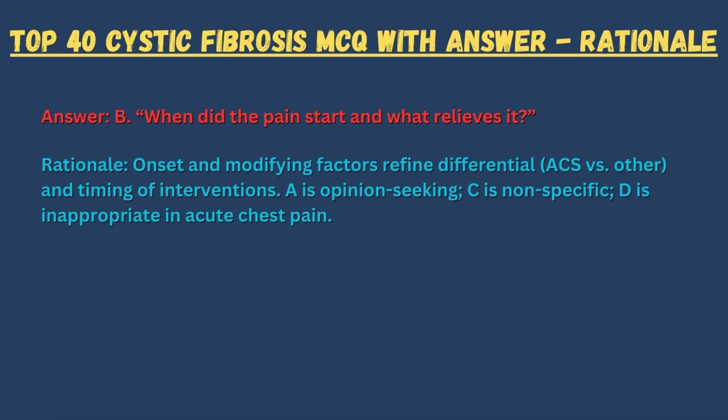Answer. B. When did the pain start and what relieves it? Rationale. Onset and modifying factors refine the differential, ACS versus other, and timing of interventions. A is opinion-seeking, C is nonspecific, D is inappropriate in acute chest pain.